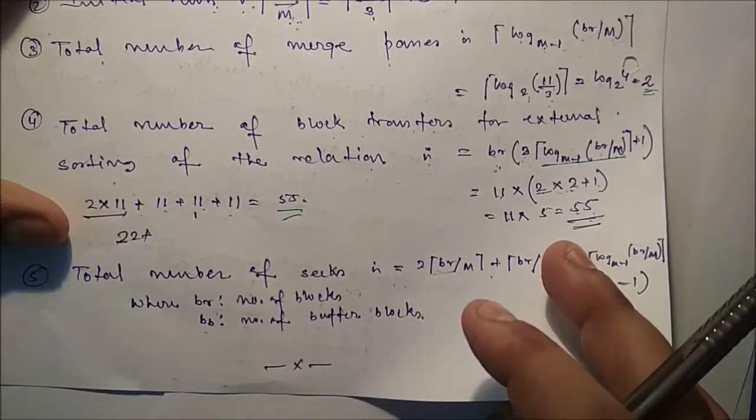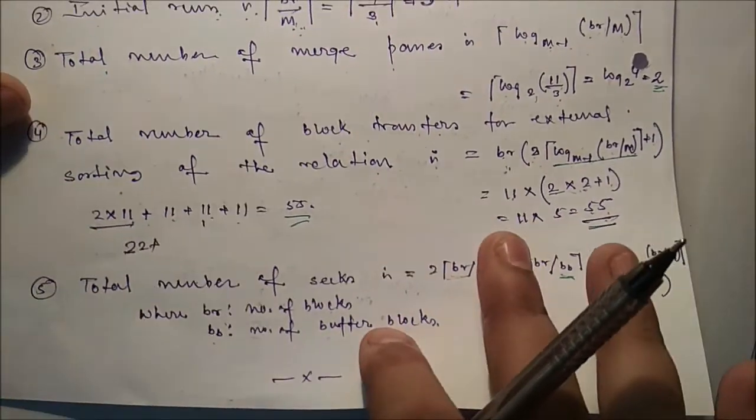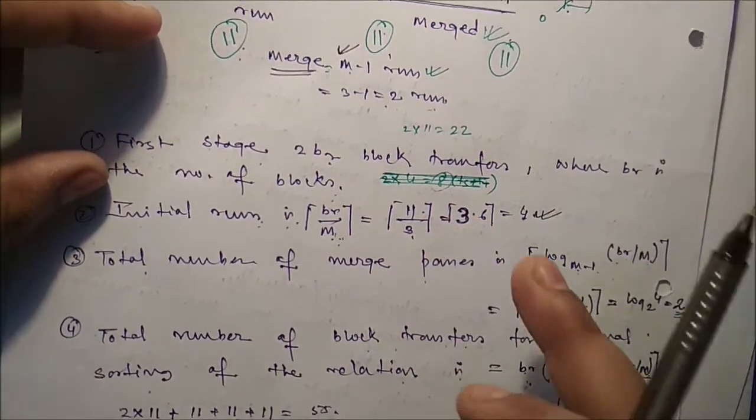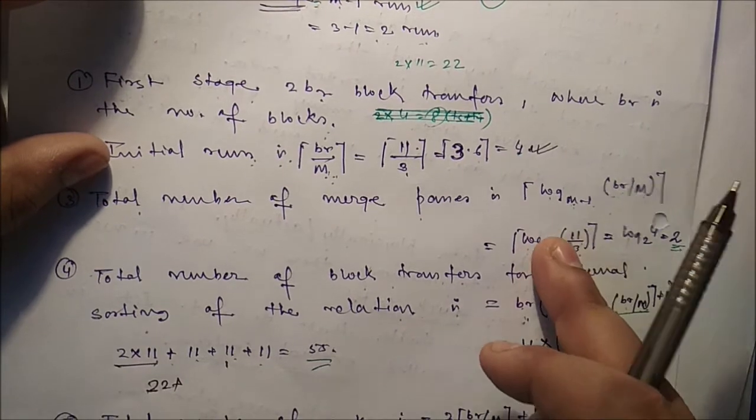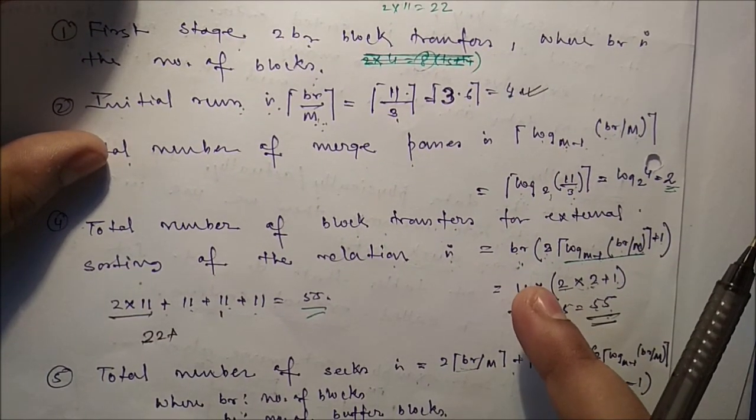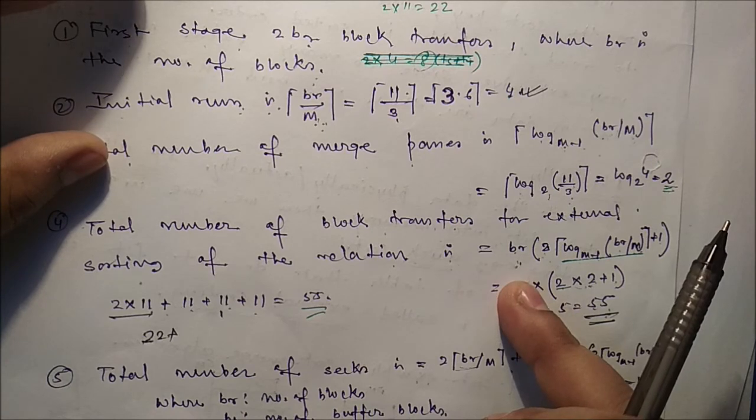Okay, so this is our sort merge algorithm. These are the number of block transfers, number of runs, total number of passes in the merge process, and total number of block transfers for external sorting. That is enough.